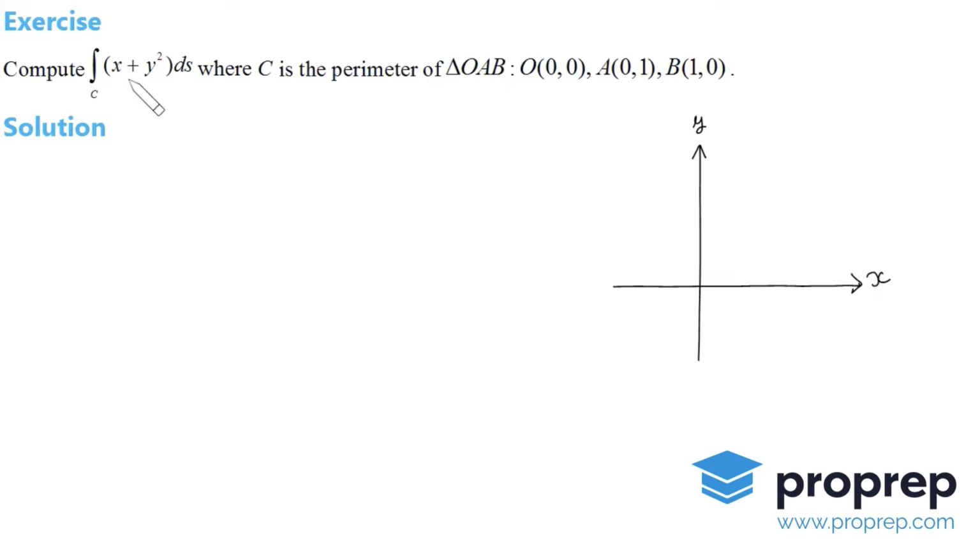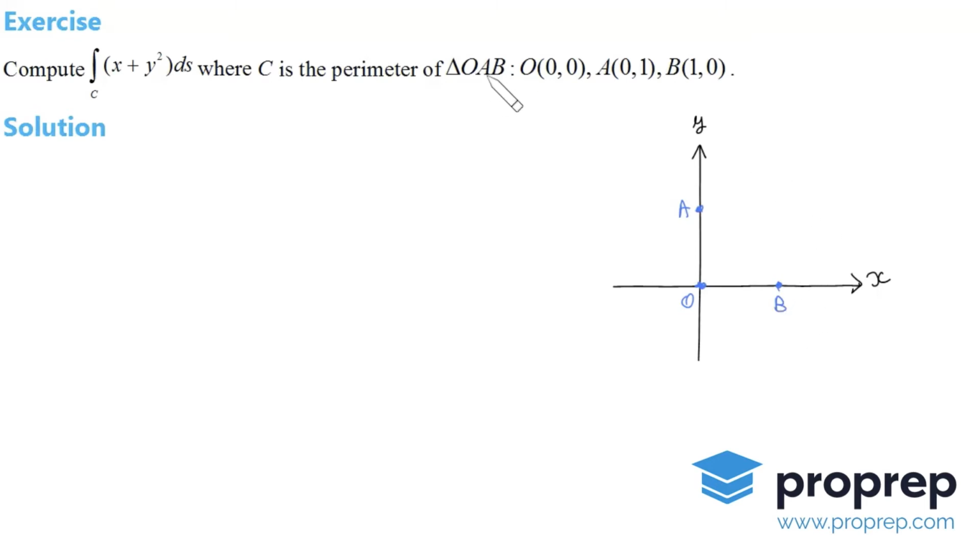In this exercise, we're given a line integral of type 1 to compute, but the curve C is described as the perimeter of a triangle. Let's sketch the triangle. O is the origin, that's this point, O. A is the point (0, 1), which means that y is 1, so that would be somewhere, let's say, here. And B is (1, 0), so that would be somewhere here.